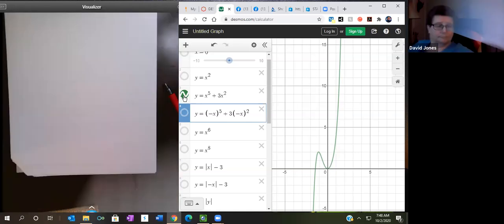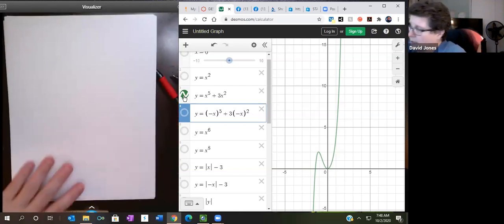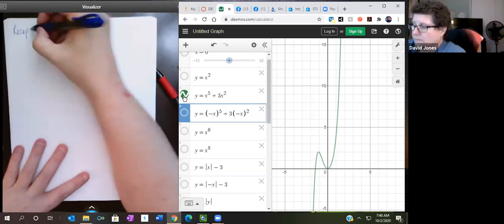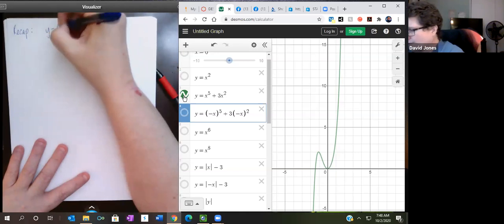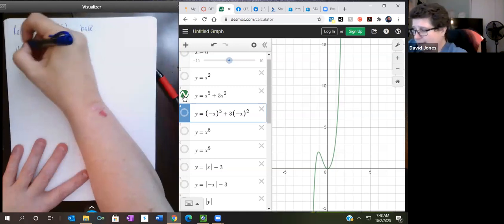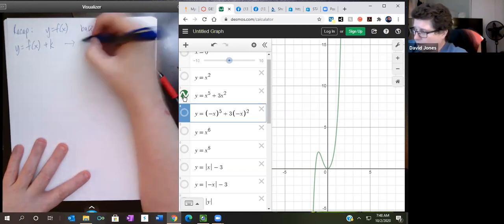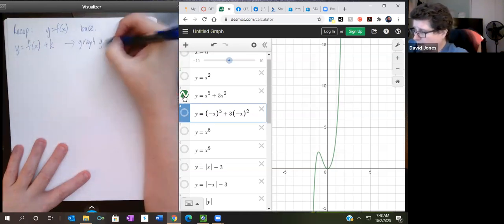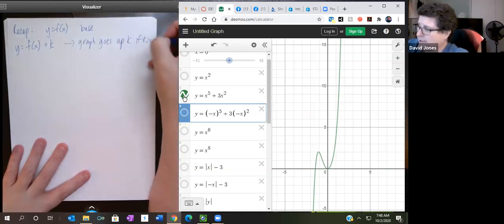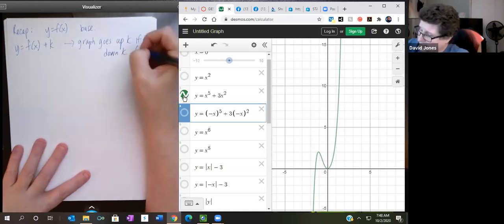So quick recap. We got y equals f of x. That's our base. If we add k to it, graph goes up k if k is greater than 0, down k if k is less than 0.